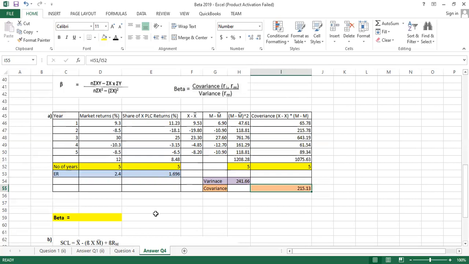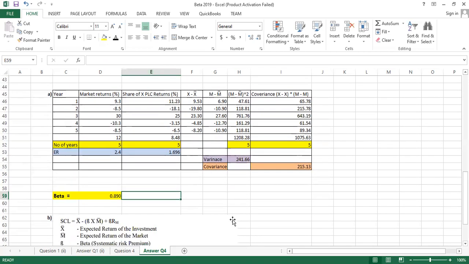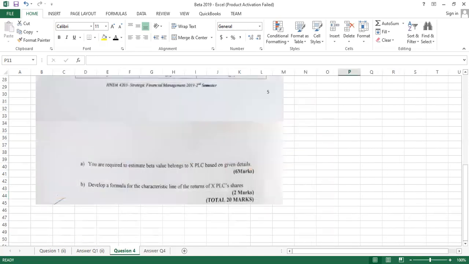Then we can easily calculate the beta equals covariance divided by variance. So answer is beta equals 0.890. So beta we calculated. Then we will discuss the B part.